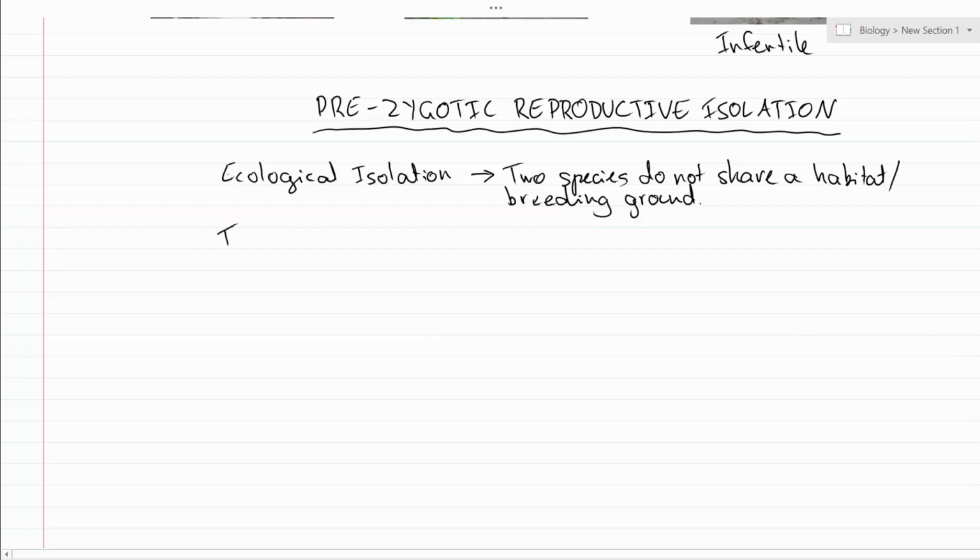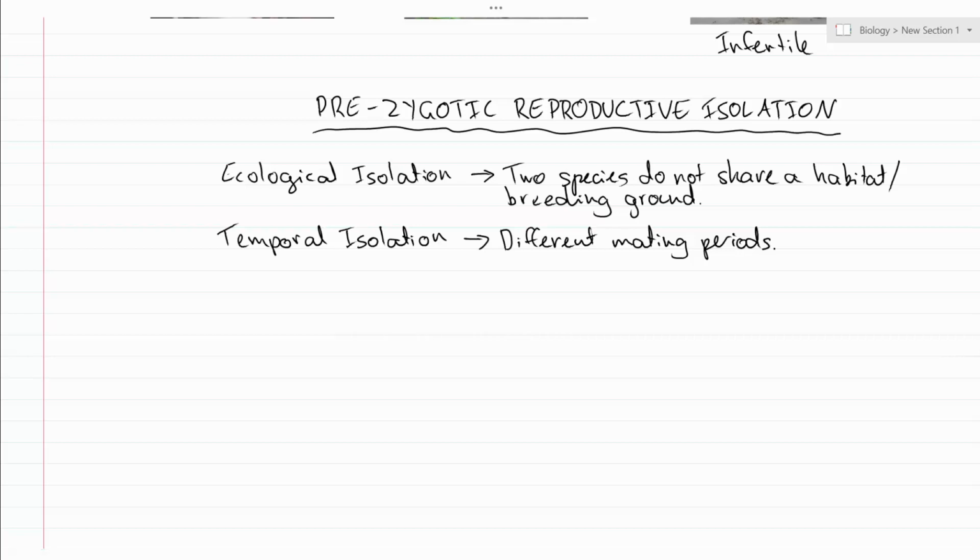Another form of prezygotic reproductive isolation is temporal isolation. This can refer to different mating periods. We could talk about an example like frogs, for example. We might have two different species of frogs that live in the same area. One might mate in summer, one might mate in winter. That is enough to keep them reproductively isolated, so they won't be able to form zygotes and then progeny.